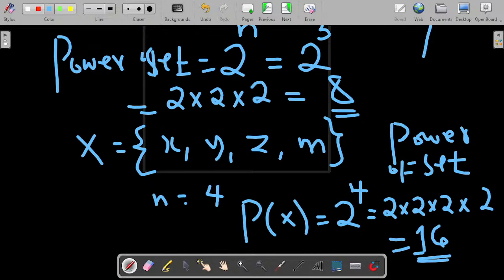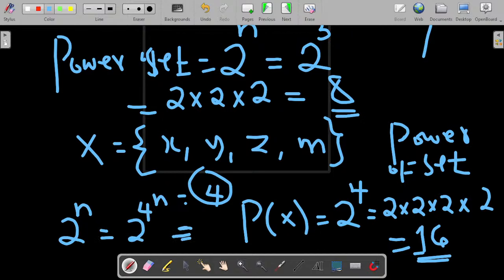No, you can still write it. I just jumped that step. You can still write it as 2^n. Your n is 4 now, which is 2 raised to the power 4. I just decided to skip that step. Yes, you can still write it as 2 raised to the power n, the number of elements.